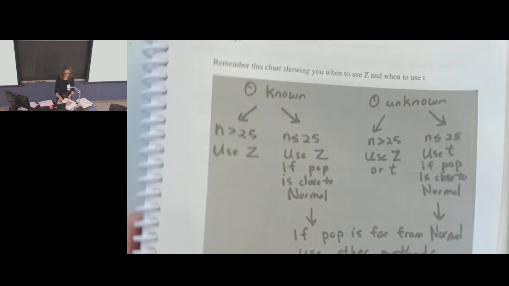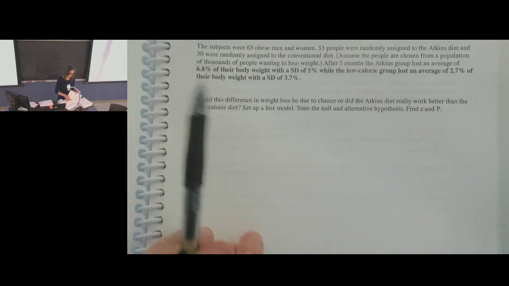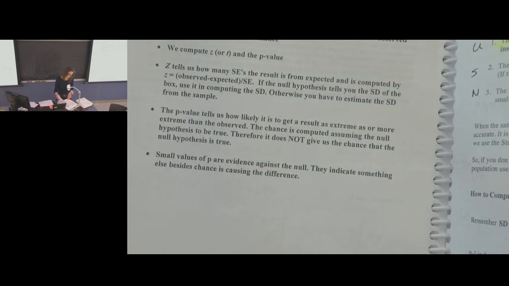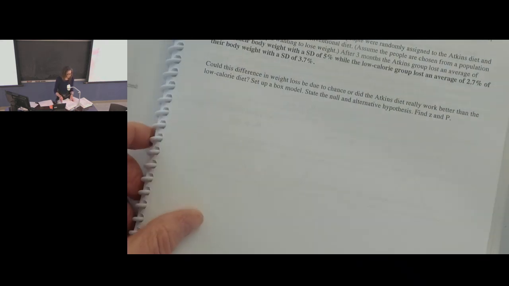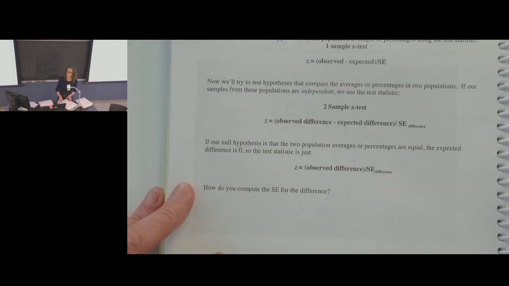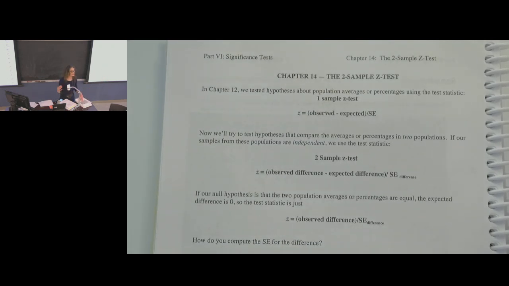Okay, so here's our chart again that we went over last time. And now we're going to do a two-sample z-test. Are we already on that? Yep. Okay, let's do the two-sample Z. It's much more common to do a two-sample Z or T test rather than a one-sample.